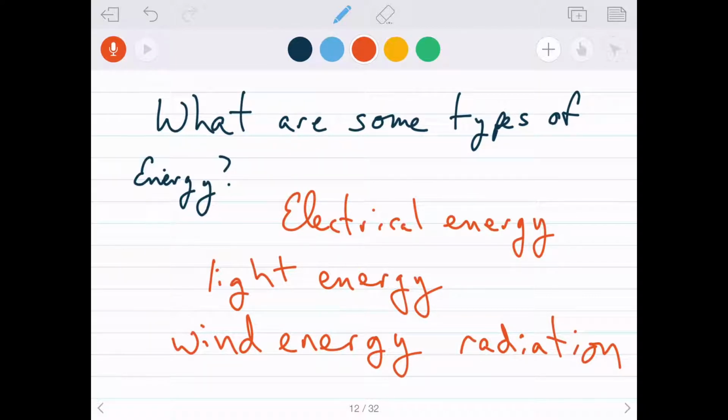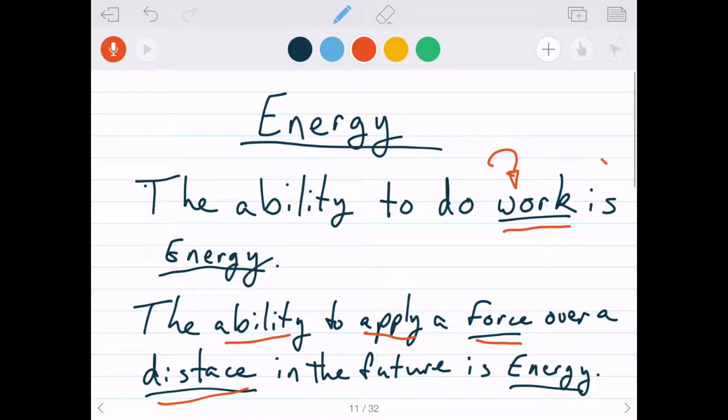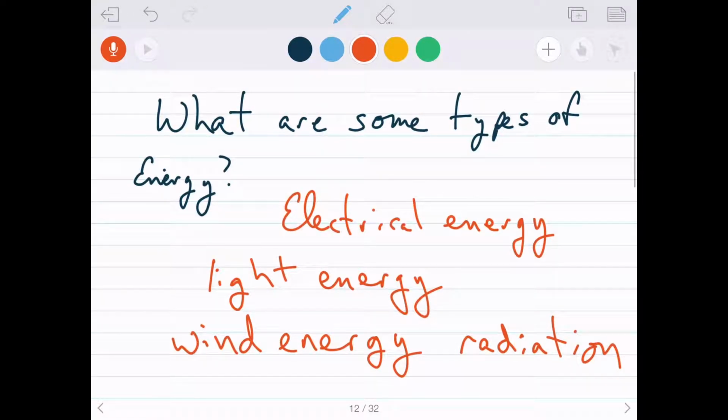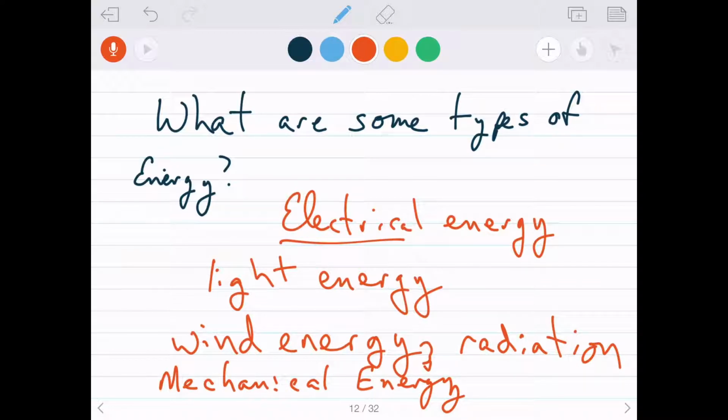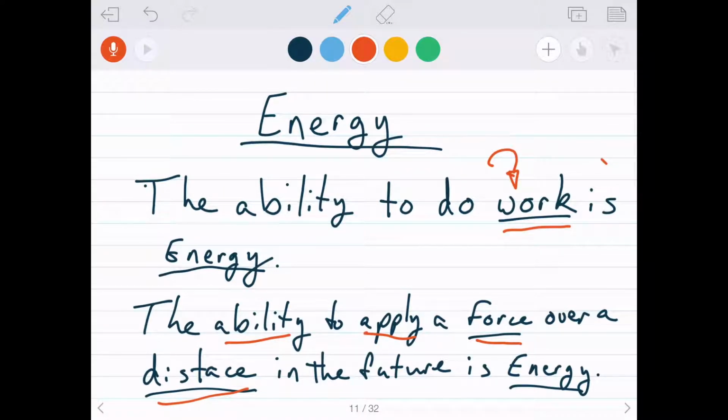So some of these, it's not going to be apparent right off the bat that these types of energy fit with our current definition. But I think as we explore some, we're going to find out some more. So what we're really going to be talking about for the most part is mechanical energy, which wind energy is actually a type of, or can be. There are all kinds of different ways energy can be transmitted, which is what electrical, light, and wind really have to deal with. But in the end, they all, at some level, have the ability to apply a force over a distance, which is energy.